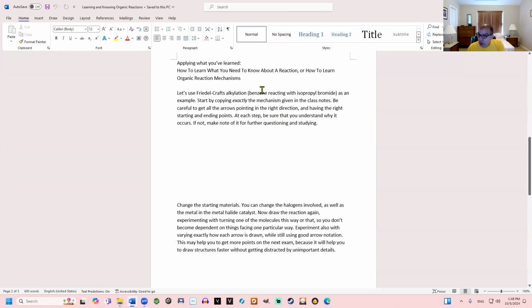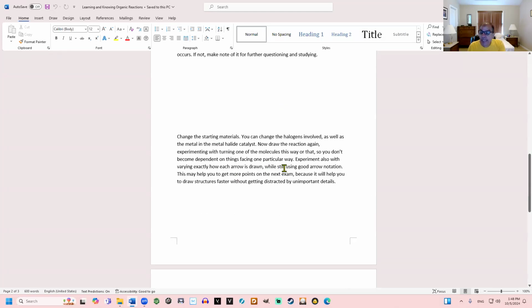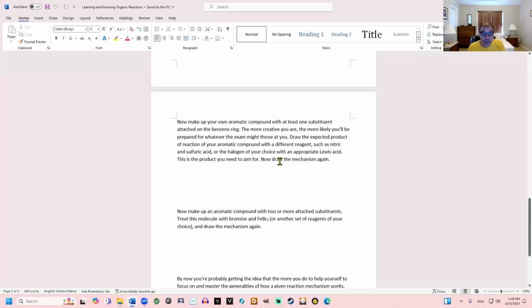Make sure that you start and end all of the arrows at the right place. And each arrow you draw, you should know why you're drawing it. What's the driving force for that reaction? Generally, it's going to be getting rid of a charge if you can, or a nucleophile attacking an electrophile. Those are the most common ones. And then it takes you through the process of making changes to the starting material so that you get to the point of making up your own questions. That's what you need to do in your studying.